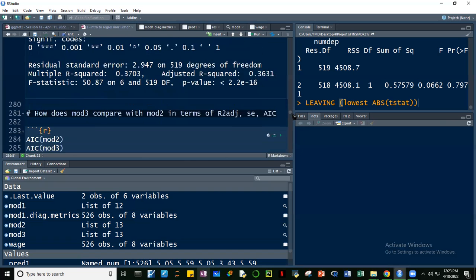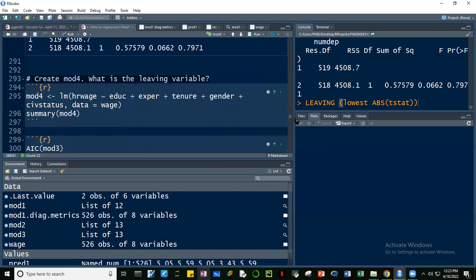So that will now bring us to model number 4. Okay, so umuulit lang tayo ng ganito, no? So ang leaving variable natin si NUMDEP. Ang matitira na lang, 5 na lang: education, experience, tenure, gender, civil status. Wala na si race, wala na rin si NUMDEP. Dalawa pa yung categorical variable natin. Okay, so let's run model 4.